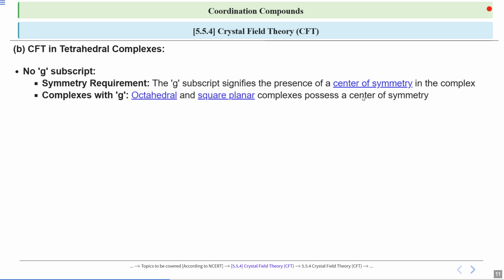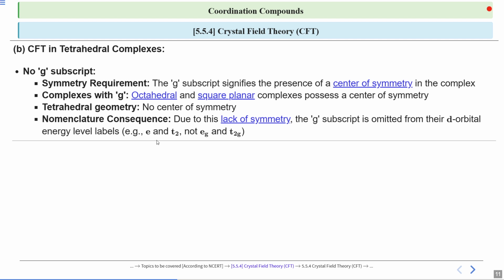Complexes with G, the octahedral and the square planar complexes, are the complexes which possess a center of symmetry. Due to which, you remember, they have the EG set and T2G set. G subscript was there. In tetrahedral geometry, there is no center of symmetry. That's why we are not placing any G subscript in the E or the T2 set.